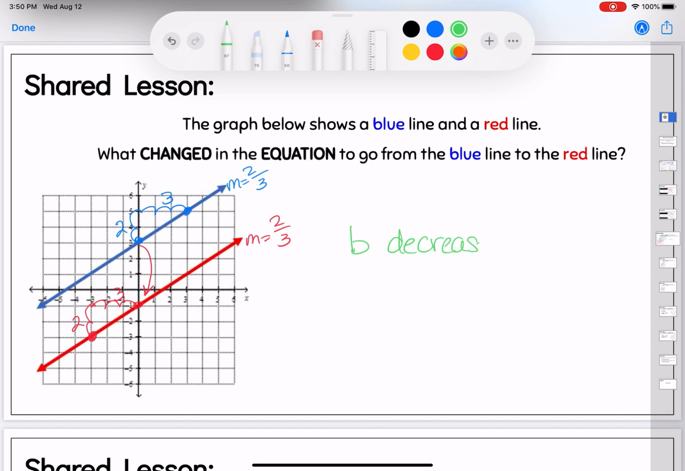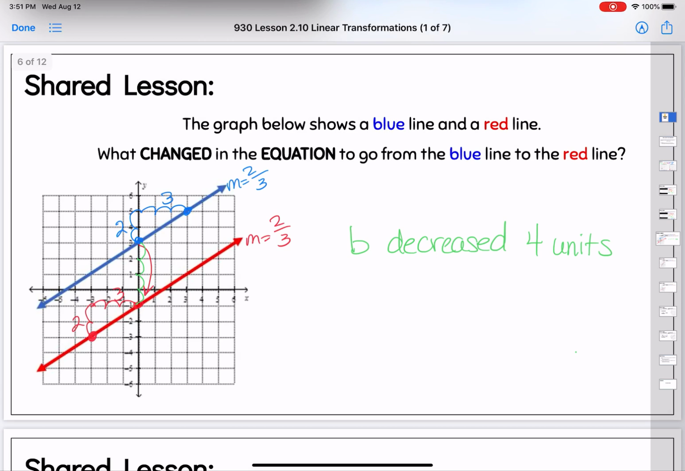Decreased, right? It got smaller because my red line is below the blue line. To be exact, it decreased 1, 2, 3, 4 units. Now I could go so far as to write both of the equations, because it's not too hard to write those equations in slope-intercept form. But just to really recognize what happens between the graphs without writing the whole equations out, I can tell that the slope is the same. All that changed was the y-intercept has decreased by 4 units. That's what we're getting at here.